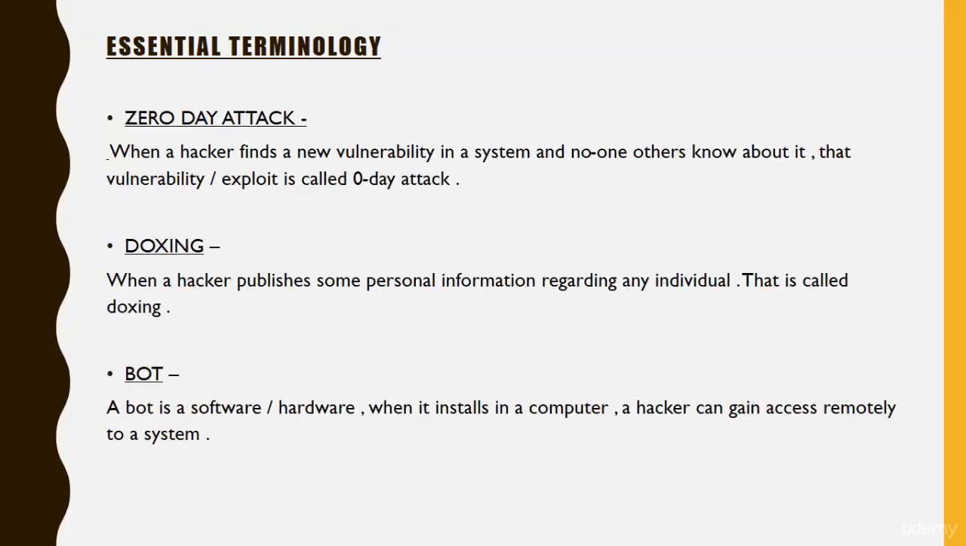Next, zero-day attack. A zero-day attack is like if today I have discovered a software vulnerability or created an exploit, and I'm the only person who knows about it, nobody other than me knows about it. Then it is called a zero-day attack. When a software designer finds a patch for that attack, then it won't be called a zero-day attack. Next, doxing. Doxing is like if I publish some personal information about my friend or about a big personality on the internet, on social networking sites. That process is called doxing.